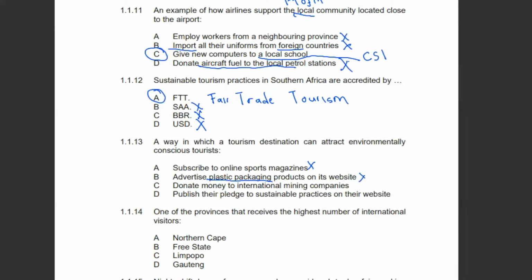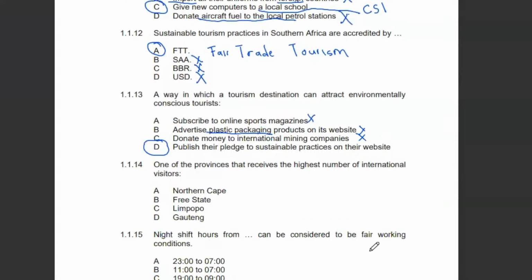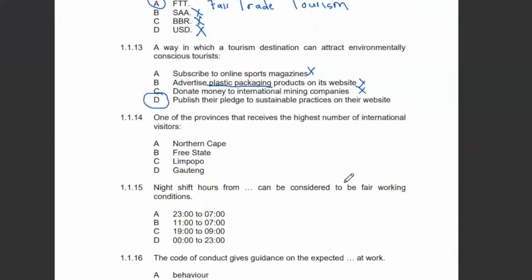Donate money to international companies. This cannot benefit. It's not part of sustainable tourism. To publish their pledge to sustainable practices on their website. This will be an acceptable answer. So D will be an example of how a tourism destination can attract environmentally conscious tourists.